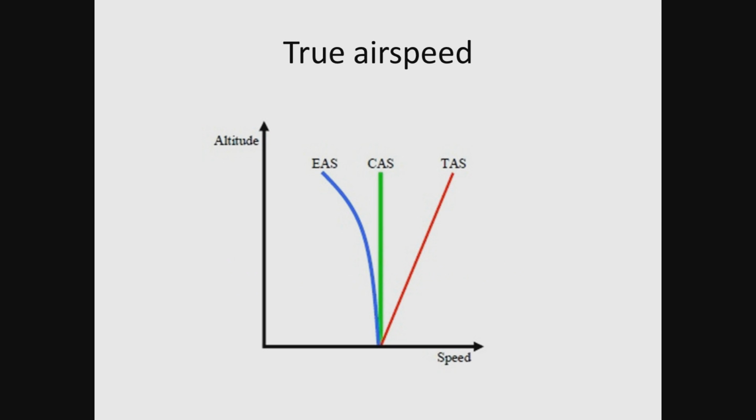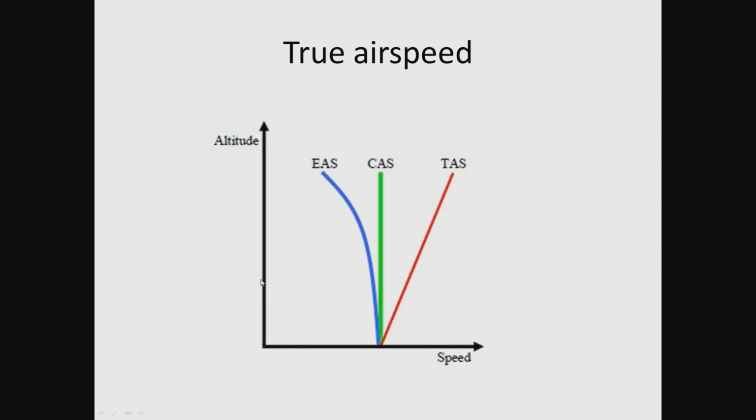Now you can see from this diagram, let's just ignore the EAS. The EAS is what we call the equivalent airspeed. We're going to ignore that for now because this is to do with compressibility corrections, which we haven't talked about. We'll talk about that in a later video.